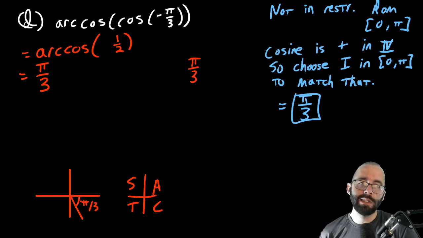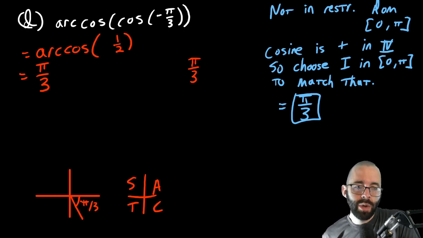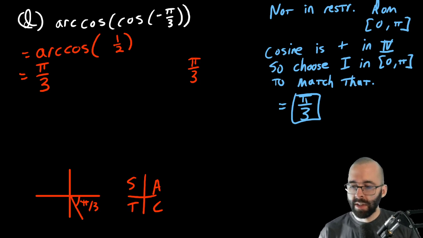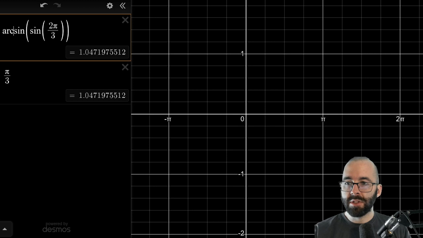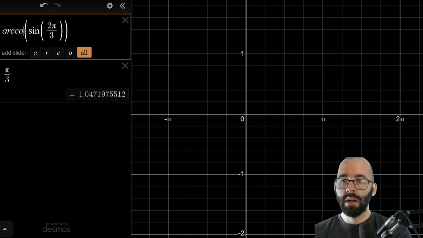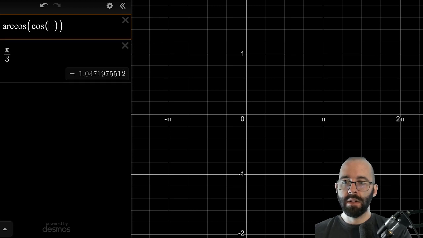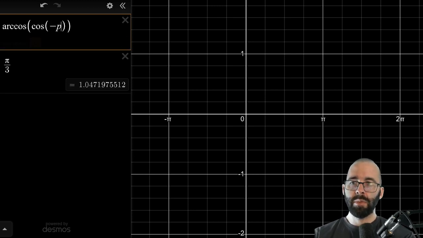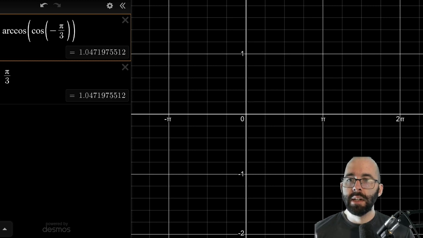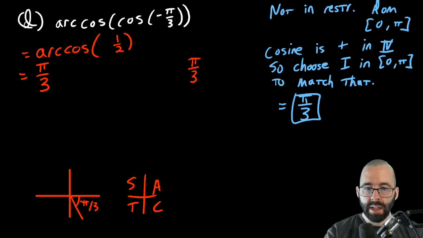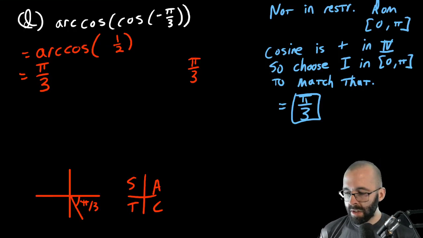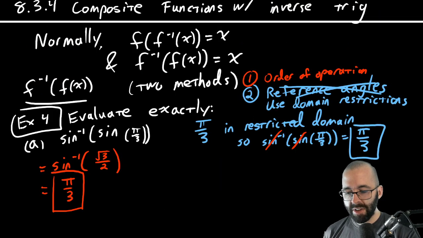Again, the blue method really only shines when you are in the restricted domain. And again, let's just check this answer. Arc cosine of the cosine of negative pi over 3 is pi over 3. There we go. Those two numbers match. We're good to go. That's how you check your answers, and that's how you do composite functions of this specific form.